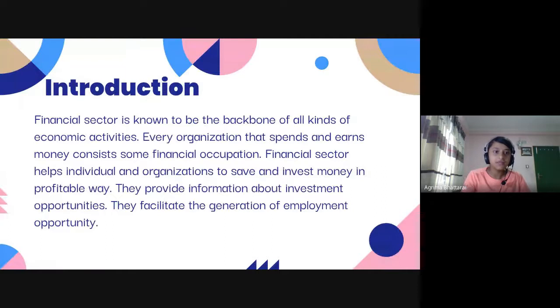Introduction. Financial sector is known to be the backbone of all kinds of economic activities. Every organization that spends and earns money consists of financial occupation. Financial sector helps individuals and organizations to save and invest money in profitable way. They provide information about investment opportunities. They facilitate the generation of employment opportunity.